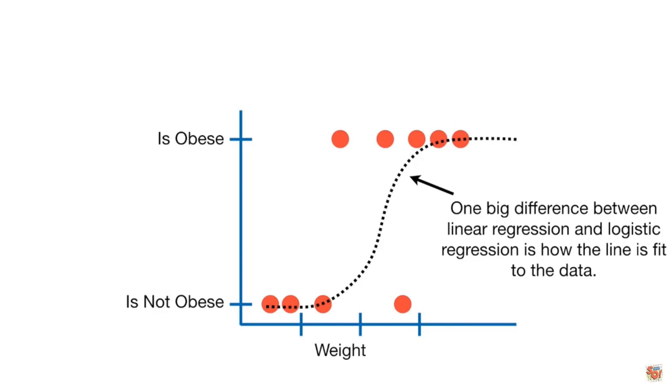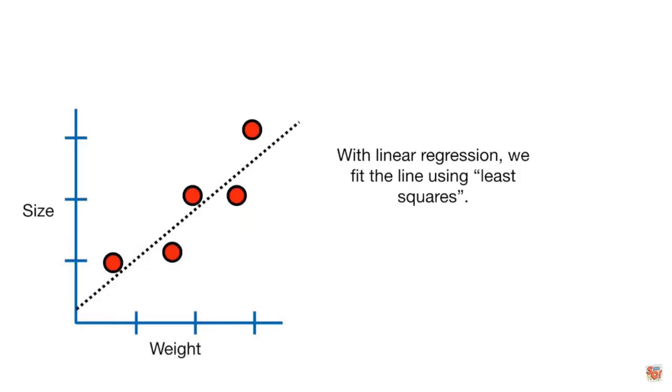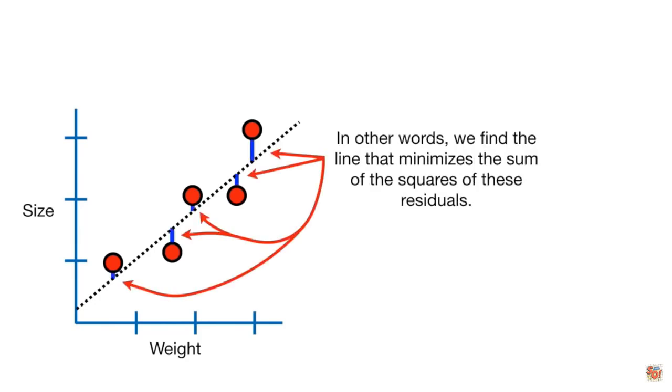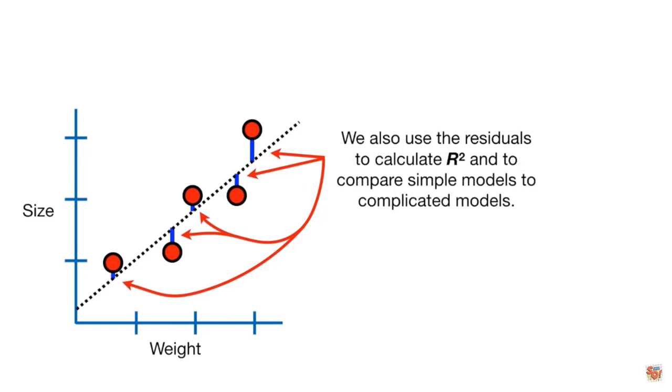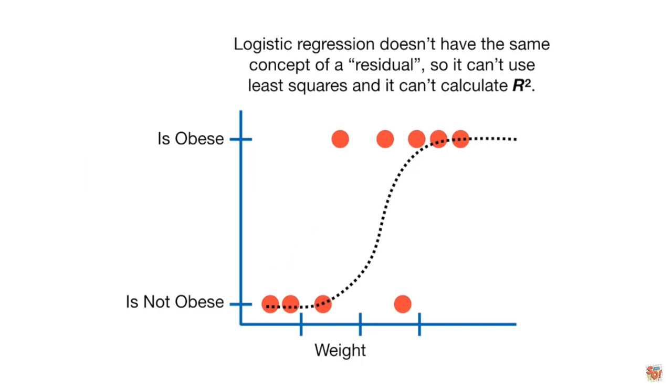One big difference between linear regression and logistic regression is how the line is fit to the data. With linear regression, we fit the line using least squares. In other words, we find the line that minimizes the sum of the squares of these residuals. We also use the residuals to calculate R squared and to compare simple models to complicated models. Logistic regression doesn't have the same concept of a residual, so it can't use least squares and it can't calculate R squared.